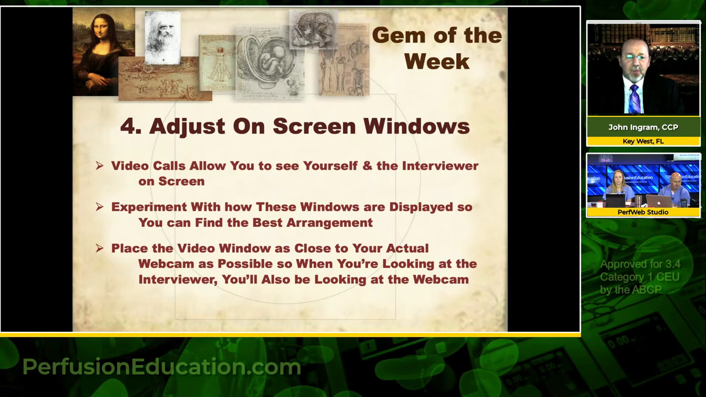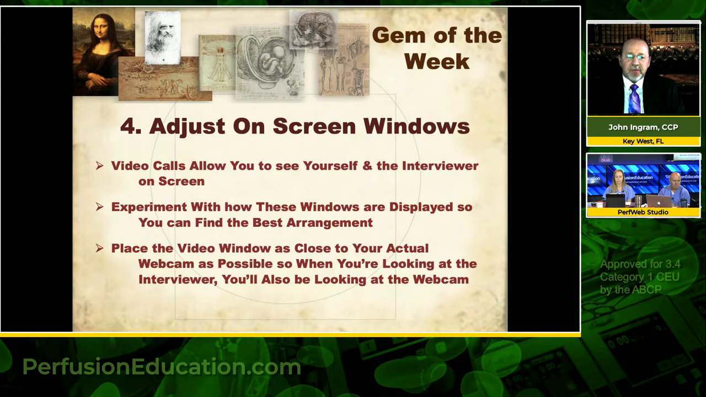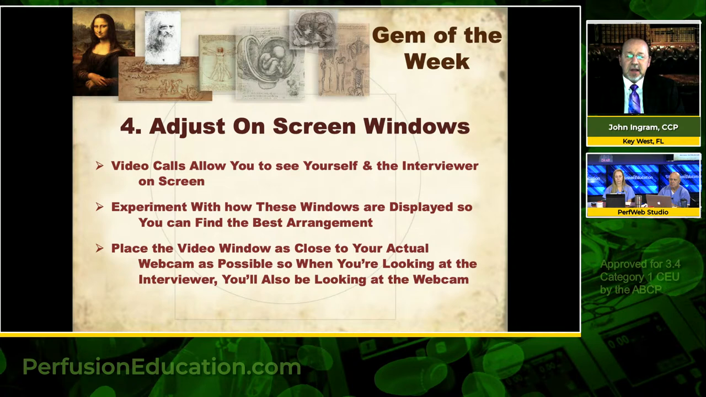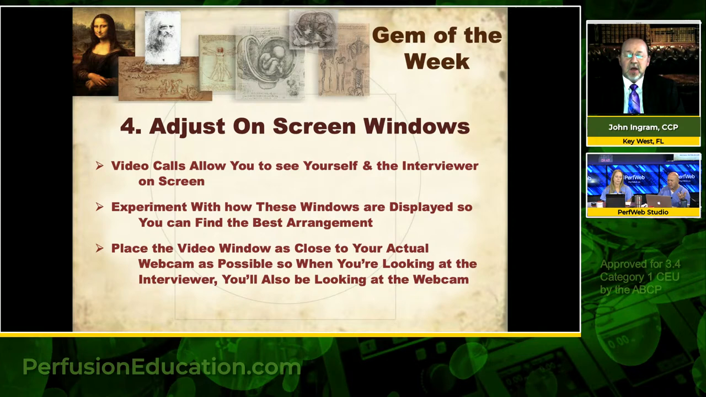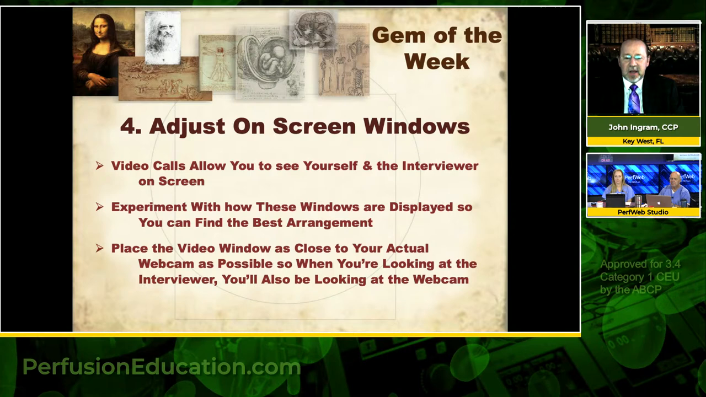So a lot of these video calls allow you to see yourself and the interviewer on the screen. You can experiment with the placement of these windows so that they're displayed for the best arrangement. In other words, put the interviewer's window right underneath your camera so that when you're looking at the camera, it appears to the interviewer like you're looking at the person. Smart idea. If the interviewer screen is at the bottom, and you're doing this every time you talk to the person, but the camera is up here, you're going to look less than appealing. So I kind of like that one a lot.